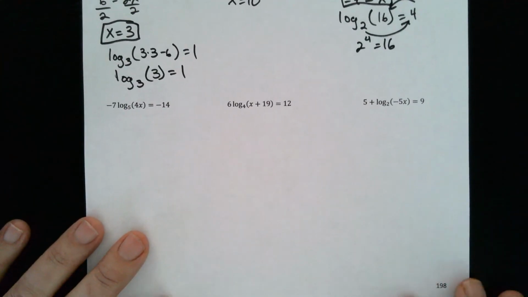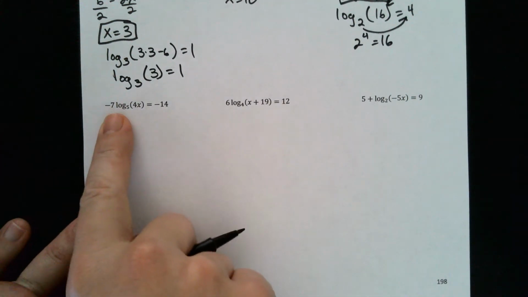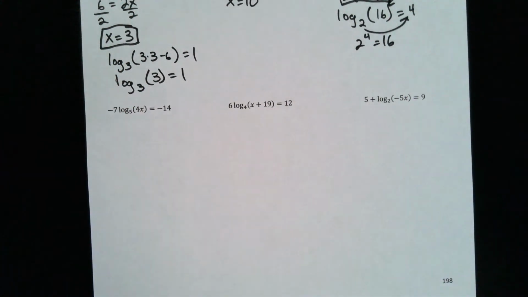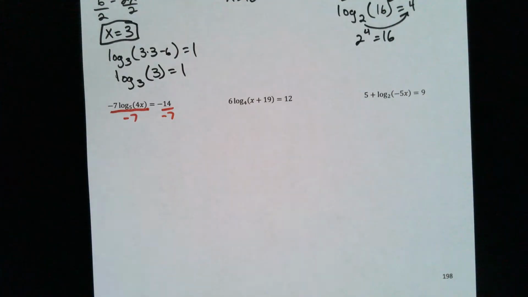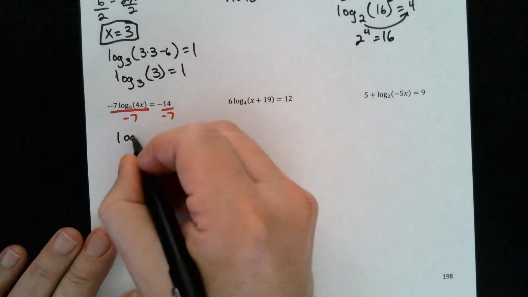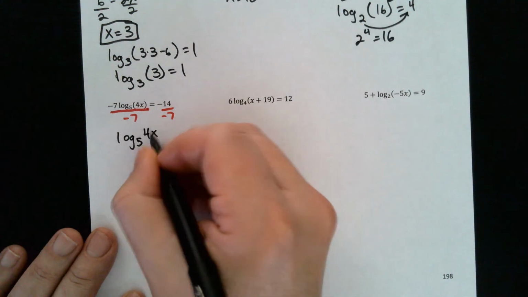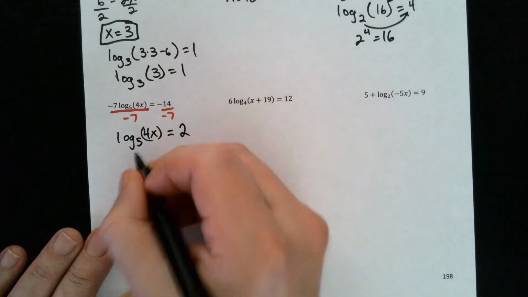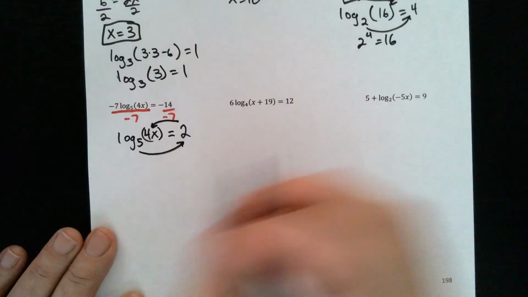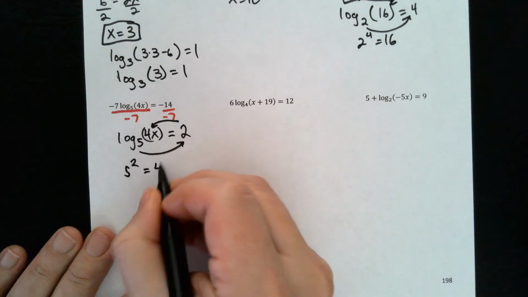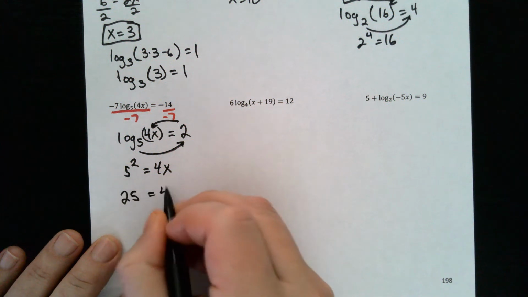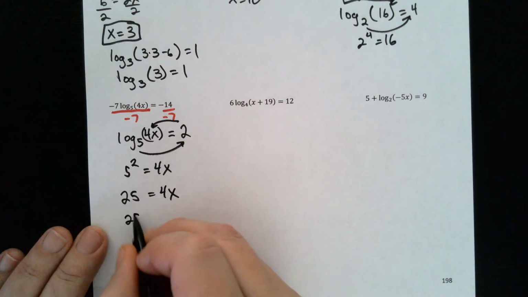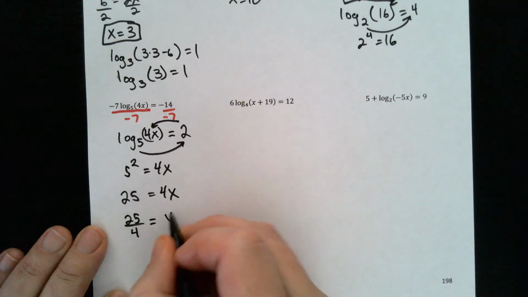Let's look at these down here. Still basically the same, except we have an added step. We have some numbers out front. So we would want to divide both sides by those numbers to start the problem. I'm going to divide both sides by negative 7. So that will give me log base 5 of 4x is equal to 2. Then I could use the circle method to change this into an exponent. It would be 5 to the 2 is equal to 4x. That is 25 equals 4x. Divide by 4, so 25 over 4 is equal to x.